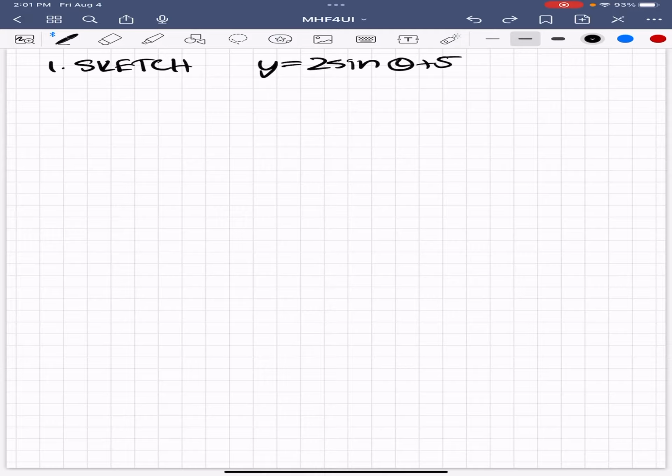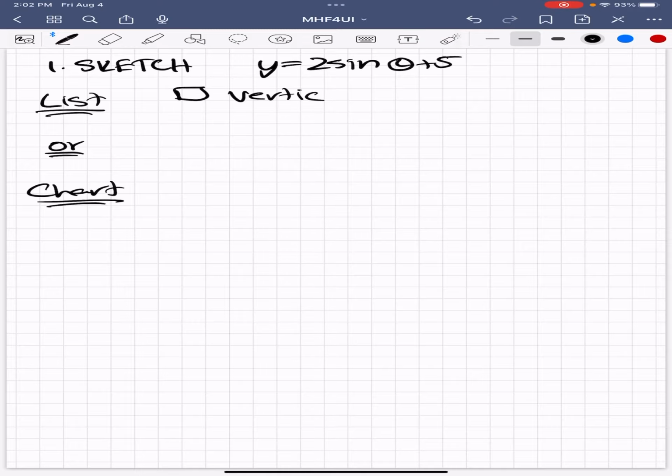Sorry, I'm going to switch out of blue here. I see A, which is a vertical stretch or compression or reflection in the x-axis, and I see it is a 2, so it's going to be a vertical stretch by 2. And then I see a plus 5, and we're going to go up 5.